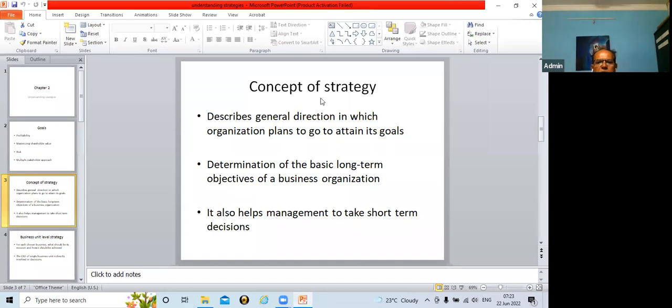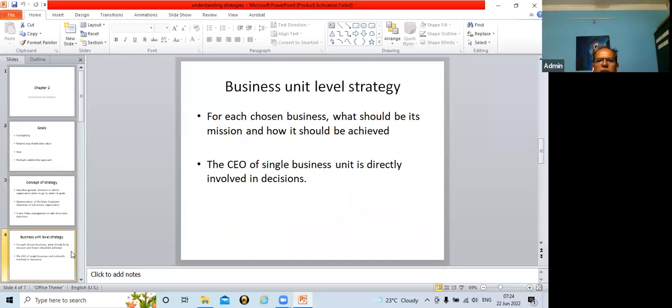The next point for the concept of strategy: it also helps management to take short-term decisions, not only long-term. In the second point we discussed long-term, but along with that, strategy also helps to take short-term decisions. So this is all about strategy. Now going ahead, next slide.